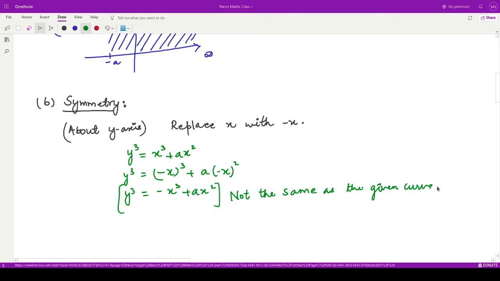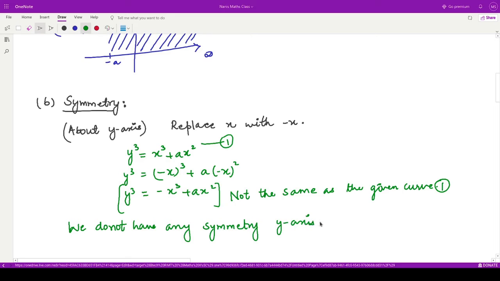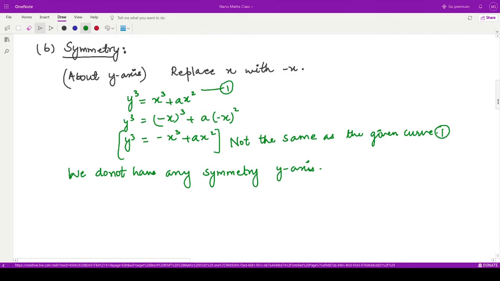Now because they are not equal, so that means the given curve, say equation number 1, does not have any symmetry about the y-axis. So there does not exist any symmetry about the y-axis.